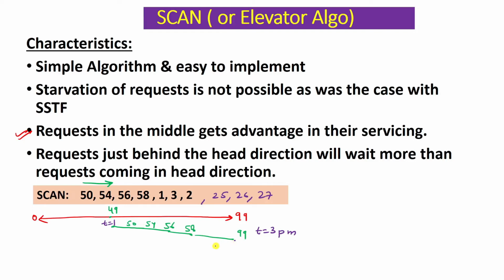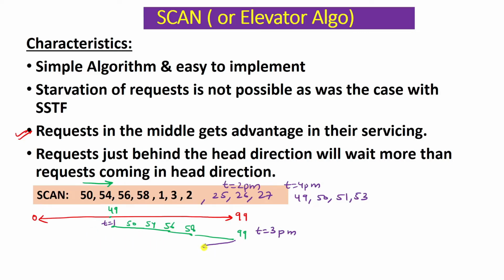So we will now change the direction, and we will start to service other requests. Let's say we move in this direction, and now let's say it is t equal to 4 p.m. Although no requests have arrived in this part, let's say at t equal to 4 p.m. some more requests started to come, and let's say those are 49, 50, then 51, 53. So these requests are in the middle, in this part, right?